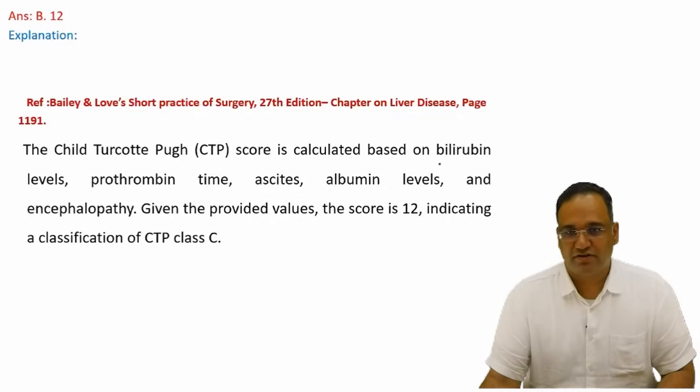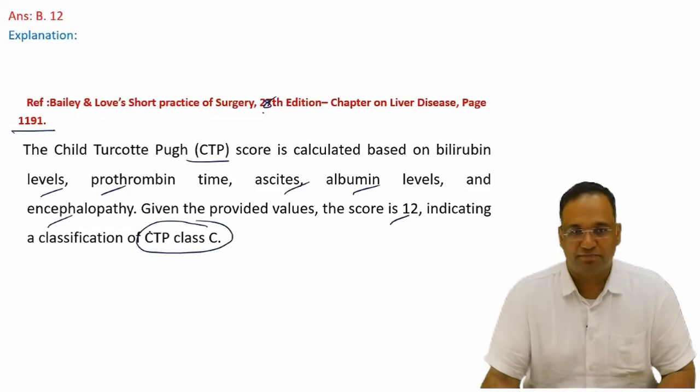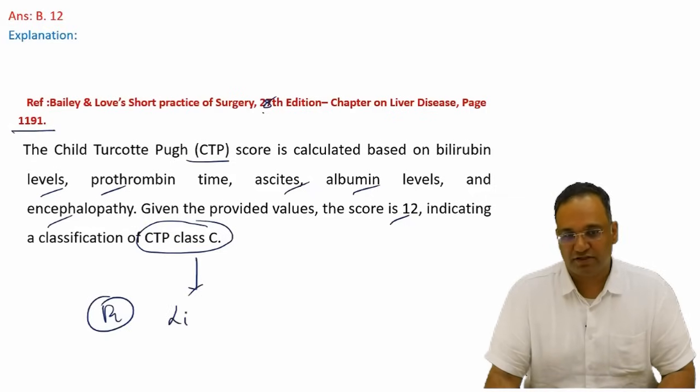So, according to Child-Turcotte-Pugh score, it is Bailey 20th edition, page number 1191. The Child-Turcotte-Pugh score is calculated based on the bilirubin levels, prothrombin time, ascites, albumin levels, and encephalopathy. The score is 12, indicating Child-Pugh class C. Treatment of choice for class C will be liver transplantation. This is the scoring system of liver function. So, liver transplantation.